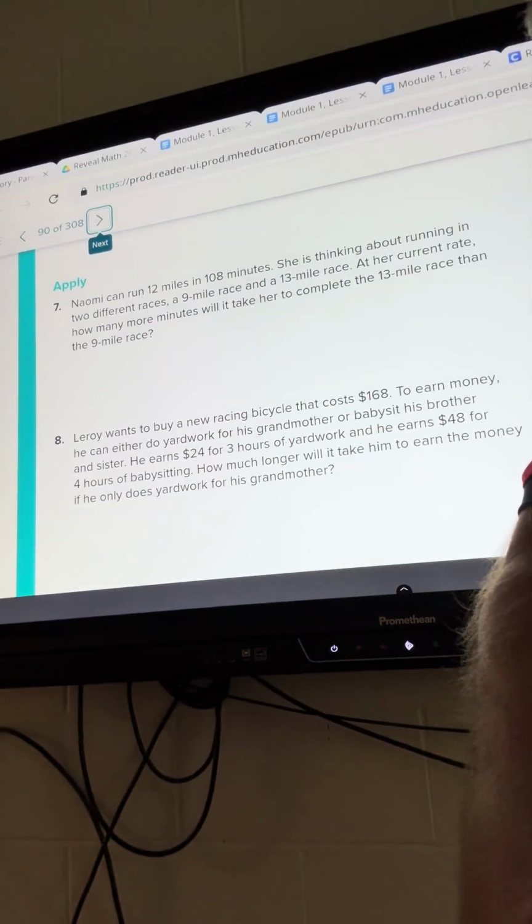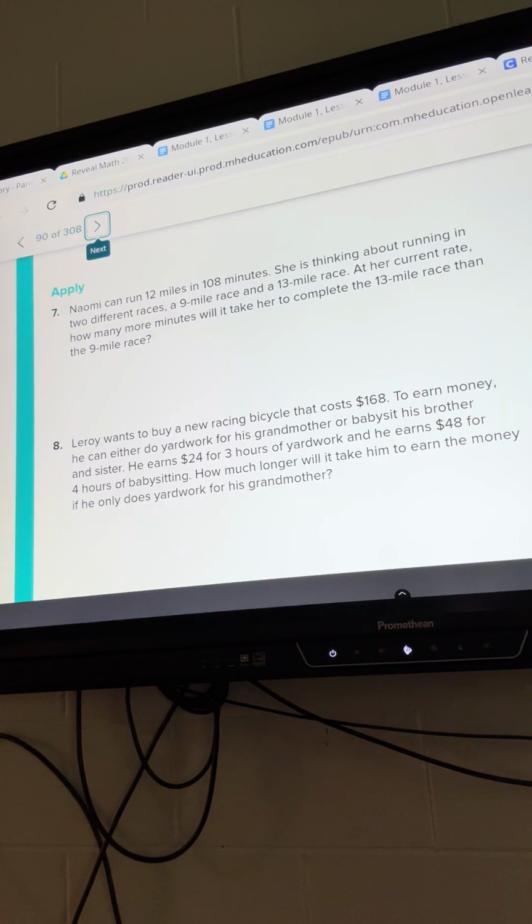All right, and then you had to do number 8, which was Leroy wants to buy a new racing bicycle that costs $168. To earn money, he can either do yard work for his grandmother or babysit his brother and sister. He earns $24 for 3 hours of yard work and $48 for 4 hours of babysitting. How much longer will it take him to earn the money if he only does yard work for his grandmother?